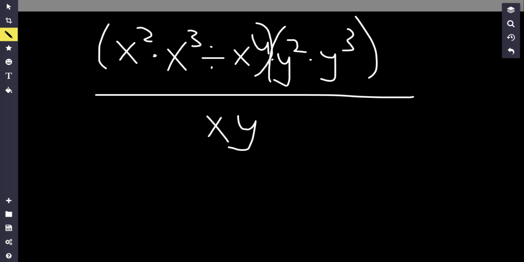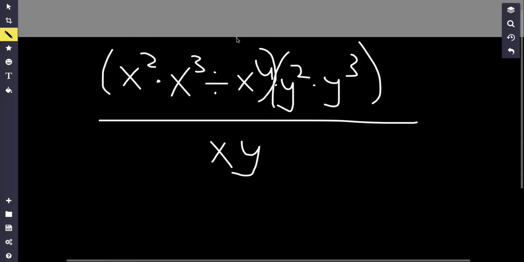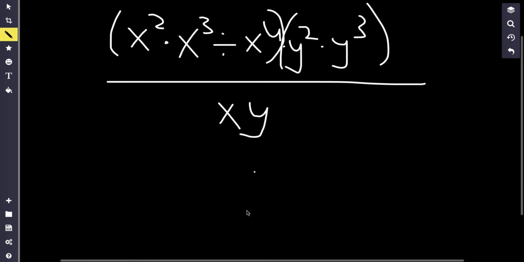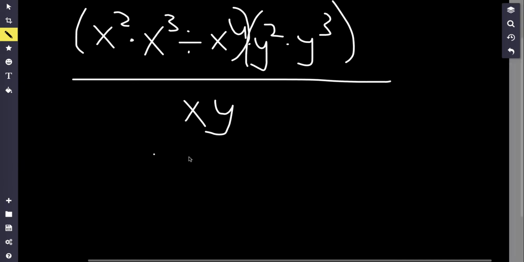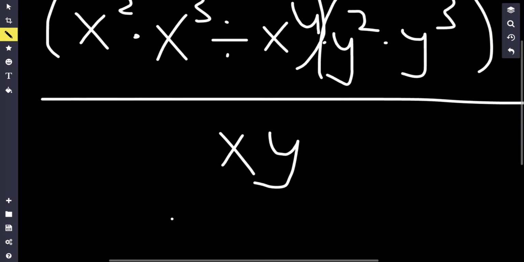Now let's see if we can simplify this expression. And these are just parentheses, so I kind of make things clearer. So this is x to the 2nd power times x to the 3rd power divided by x to the 4th power times y to the 2nd power times y to the 3rd power all over xy. And the first thing I want to do, I want to clear up the numerator first. So how can I do this?